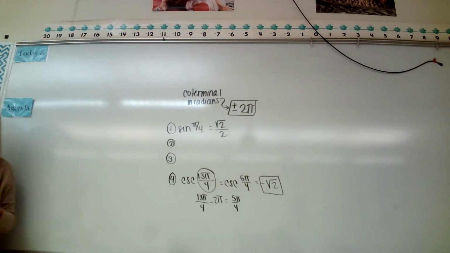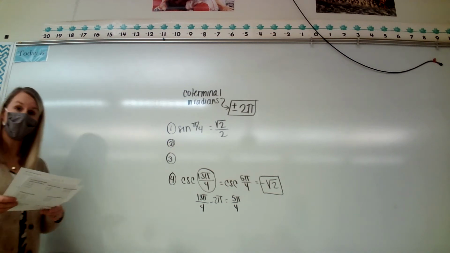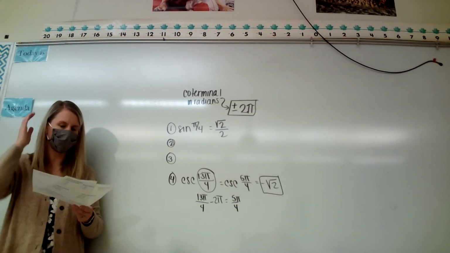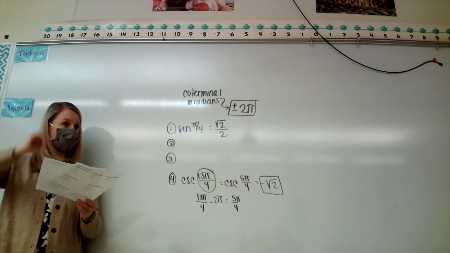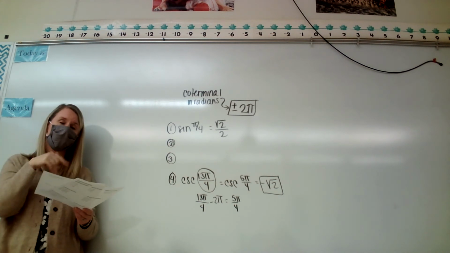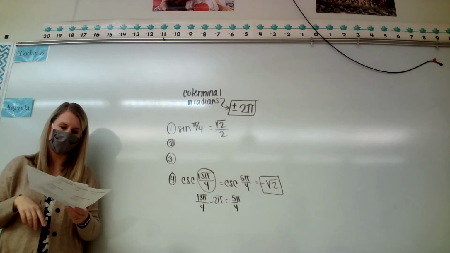Some of them, you literally just look it up and you're done. Some of them, as you're looking it up, you don't see the angle, so you might have to find a coterminal. A reminder for one like number 5, there's a negative. Don't just look for that angle. You have to add 2 pi to it. Since it's negative and it's too small, you would add 2 pi to get it in that range.